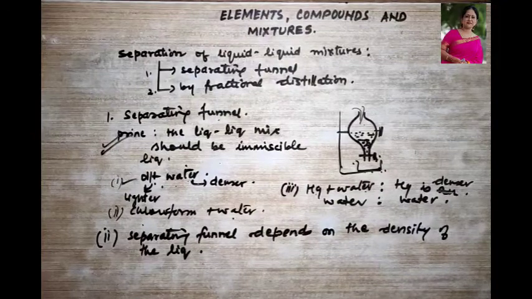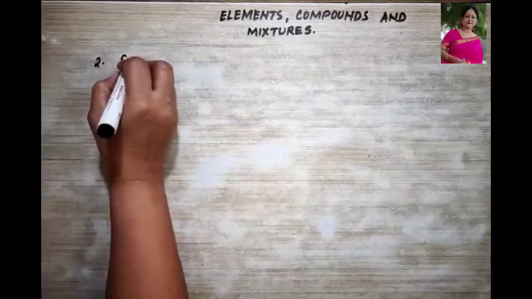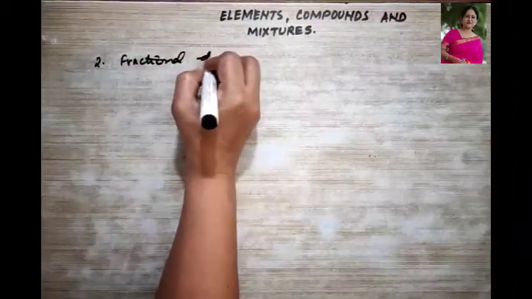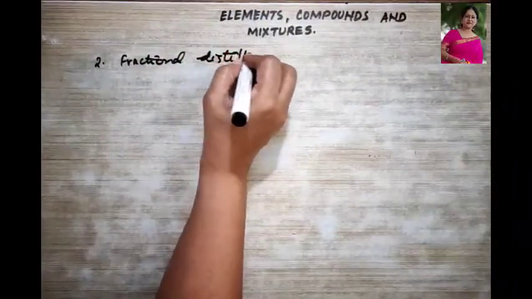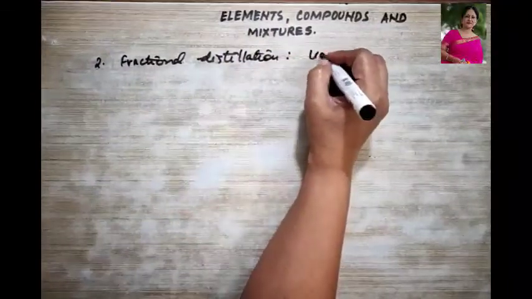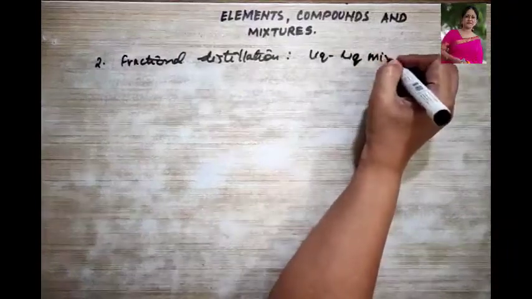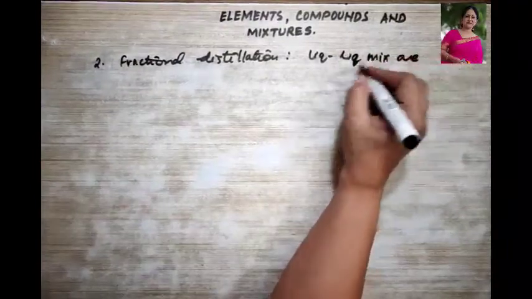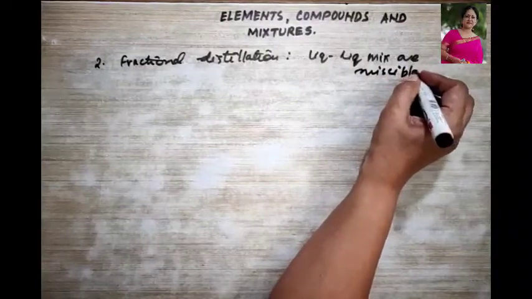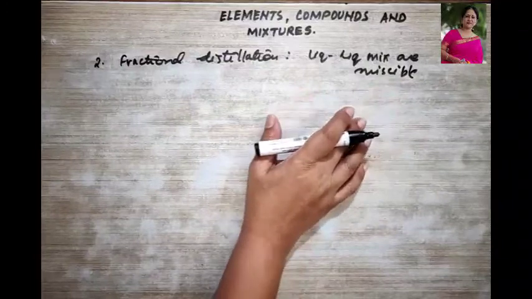Next, let us talk about the second method, that is the fractional distillation method. When do we use this fractional distillation method? When the liquid mixtures are miscible liquids. Okay, miscible liquids means they mix into one another, then they are termed as miscible liquids.